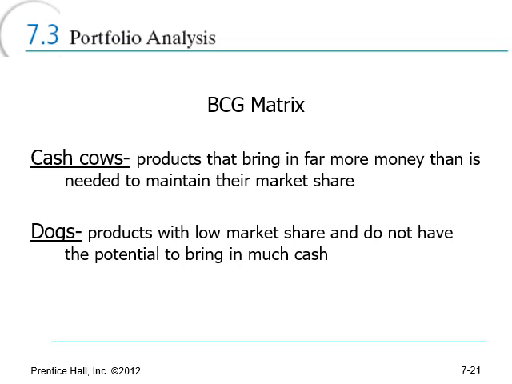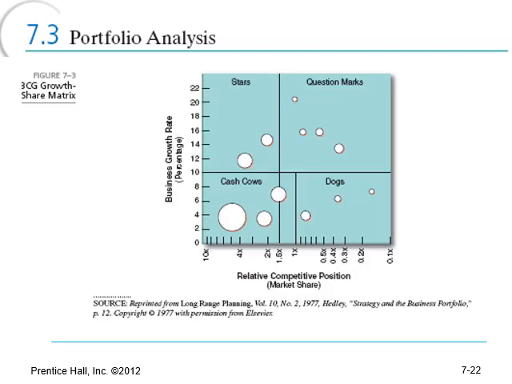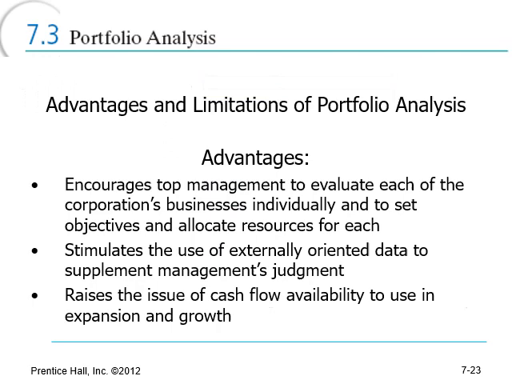Okay, we have some product like IBM. What they did, they went for PC and put it in the dogs area because now they don't bring too much cash, so they sold off the PC business to another company, which is Lenovo. Here, this is the figure about the BCG cross share matrix. Here you will find some products in the star area, in question mark, in dogs, in cash flow.